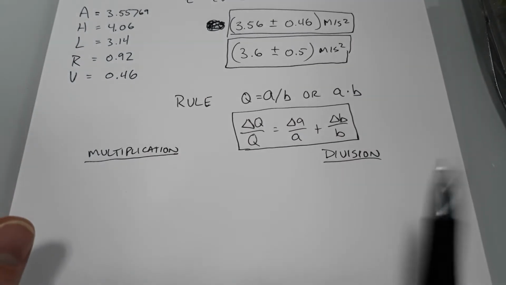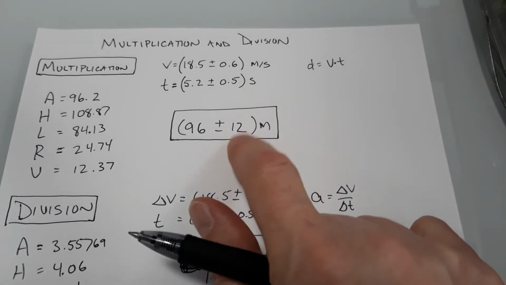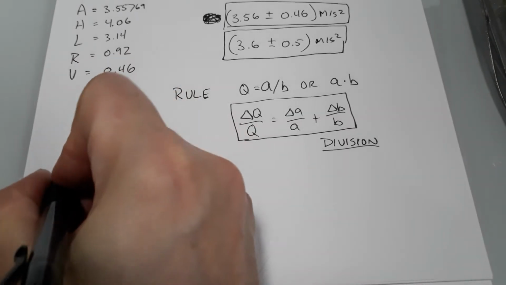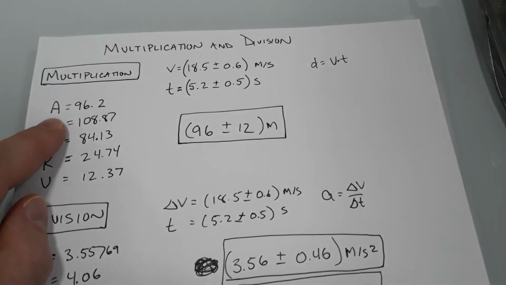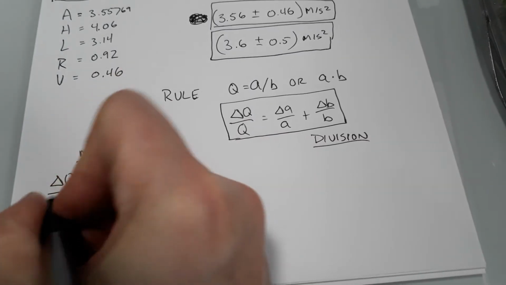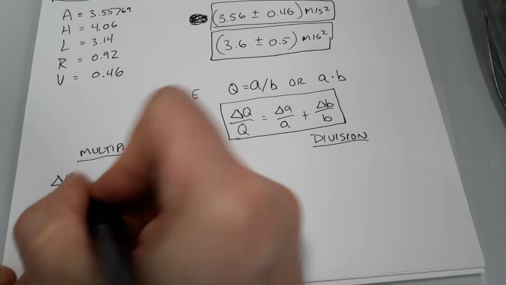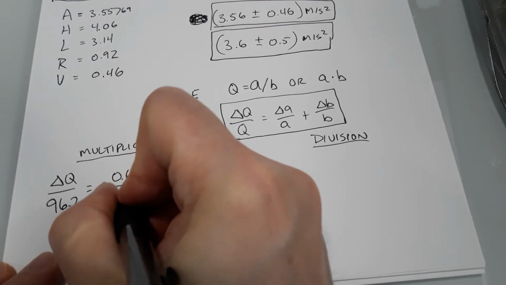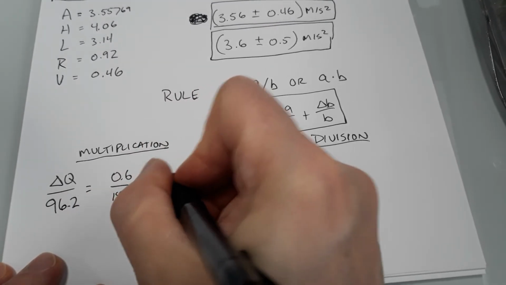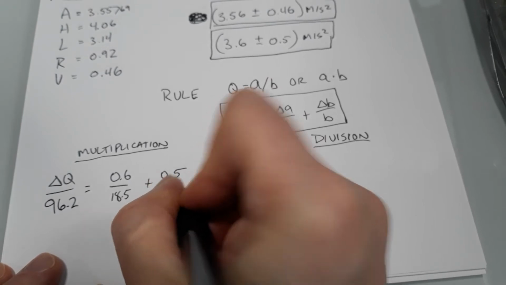So this is what I want. What I want is delta Q. I found for my first calculation that I got an uncertainty of 12. So that's what we're looking for to see, do we come up with an uncertainty of 12? So what I end up with is delta Q over, now realize I know the value of Q because I know the calculation, it was 96, right? That was the answer to the calculation, 18.5 times 5.2. So I know that this is 96.2, and that would be equal to delta A, which is 0.6 over 18.5, plus 0.5 divided by 5.2.